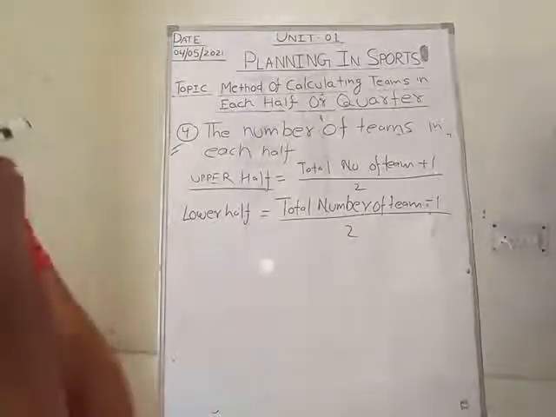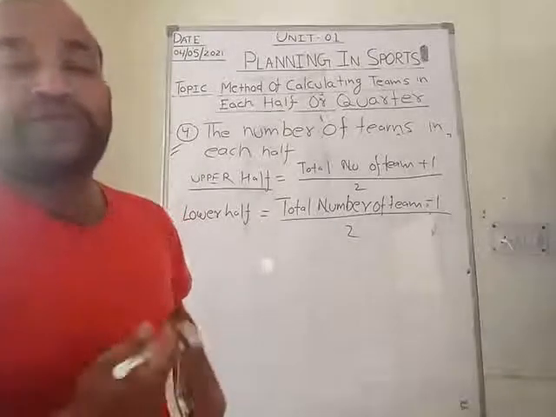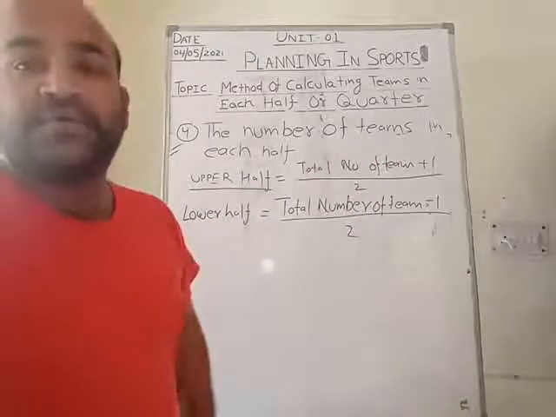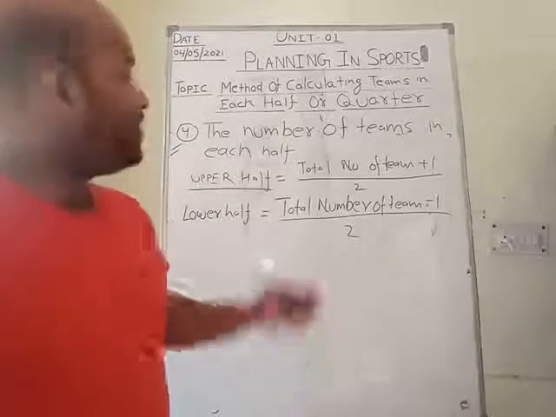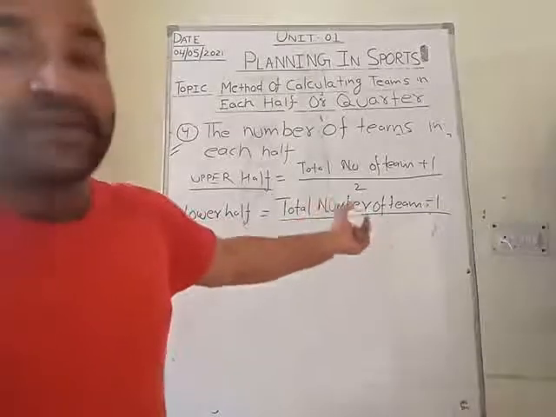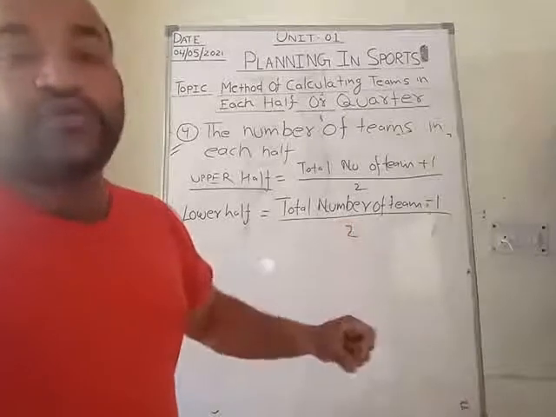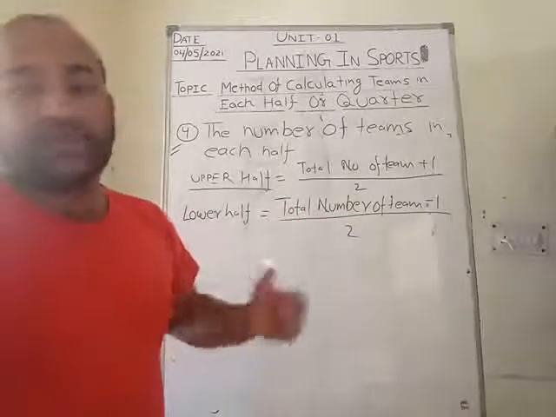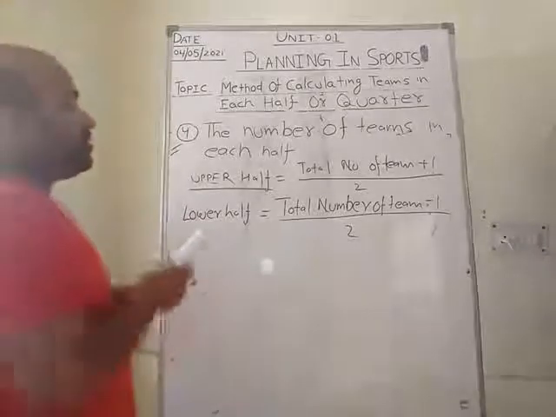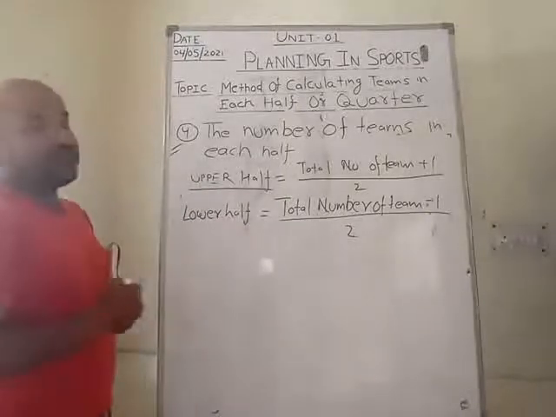For the upper half, suppose the total number of teams is 11, so 11 plus 1 upon 2, that is 12 upon 2. In the upper half, 6 teams. For the lower half, the total number of teams is 11 minus 1 upon 2, equal to 10 upon 2, which is 5 teams in the lower half. This is an example, but first you understand the upper half and the lower half as related to fixtures.